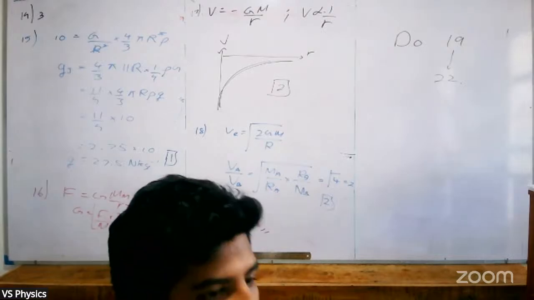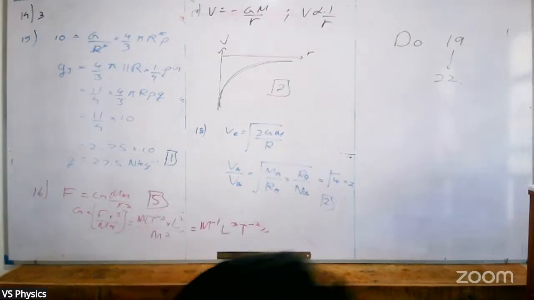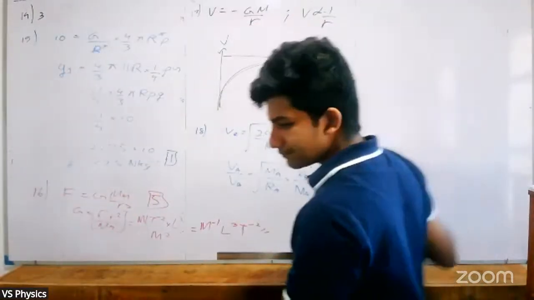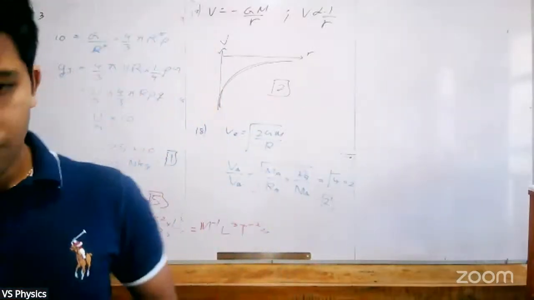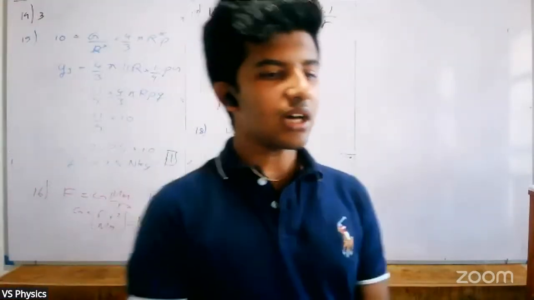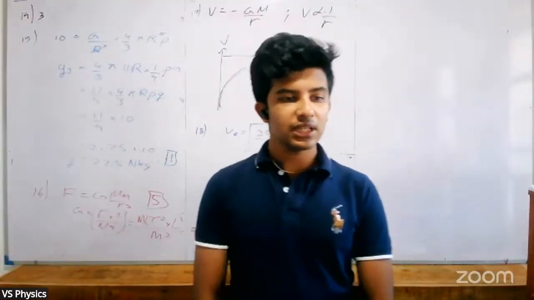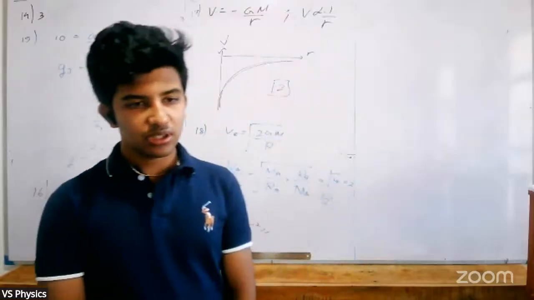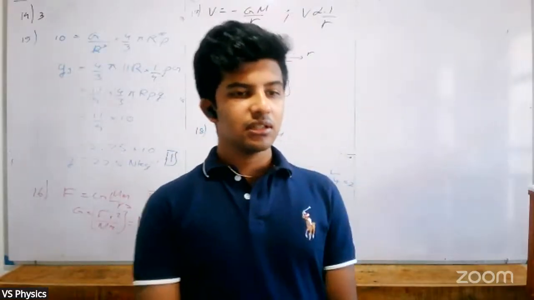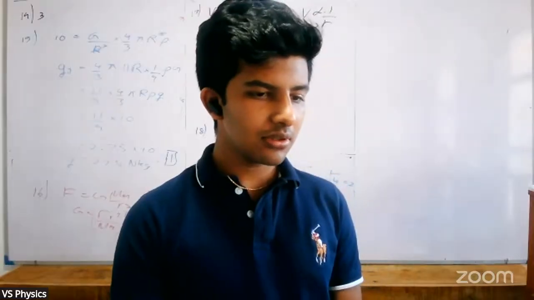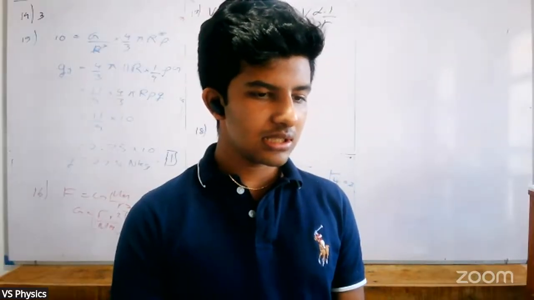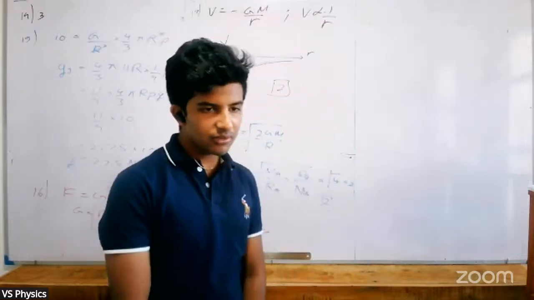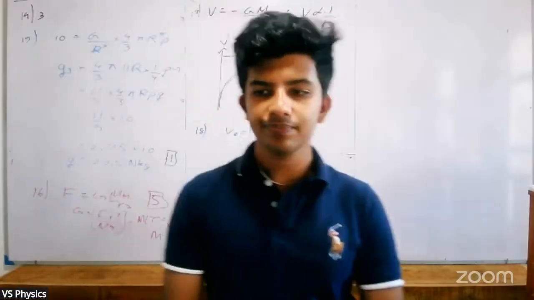Okay, now let's do 19 to 22. Question 19. Three stars each of mass m are at the vertices of an equilateral triangle of side a, as shown in the figure. Suppose they are rotating in a circular path about the centroid, while retaining their initial distances, if only the mutual gravitational forces are acting. The periodic time of the system is given by.